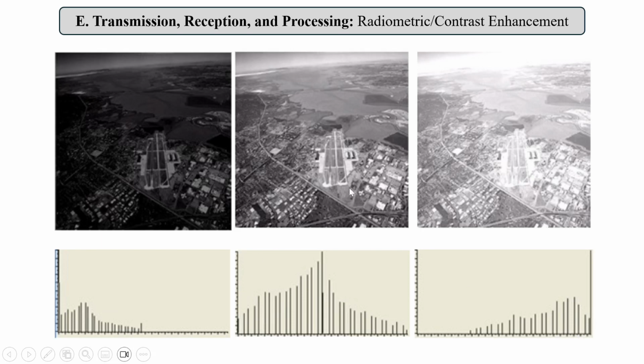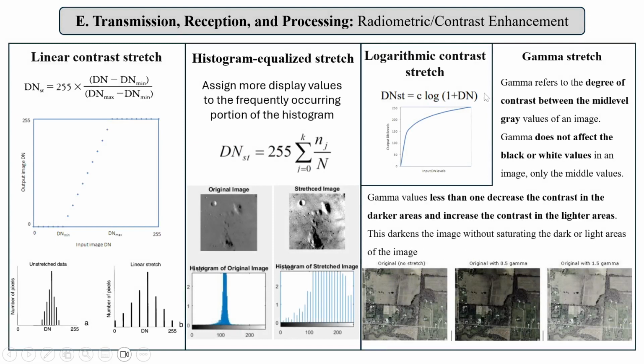But if you look at this image, it is covering the entire range, and its contrast is good. So for contrast stretching, you have to look at the histogram, see how the histogram is looking, and then stretch it such that it covers the entire range of DN values. There are different kinds of contrast stretching or radiometric enhancement.